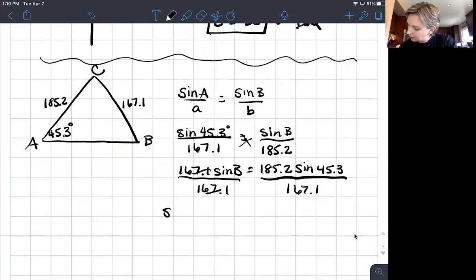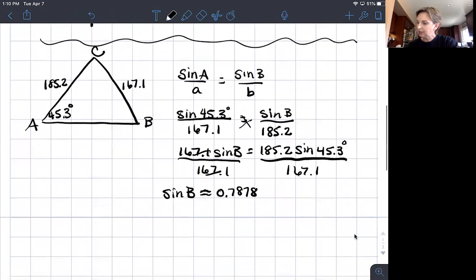Okay, so the sine of angle B is equal to 185.2 times the sine of 45.3 degrees divided by 167.1. So you put that in your calculator and you're going to get something that is about 0.7878. Okay. Now when you use the inverse function on your calculator, that's going to give you that angle B is about 52 degrees.